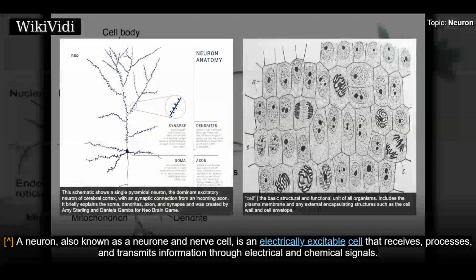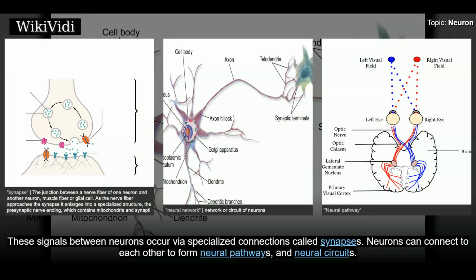Neuron. A neuron, also known as a neurone and nerve cell, is an electrically excitable cell that receives, processes, and transmits information through electrical and chemical signals. These signals between neurons occur via specialized connections called synapses. Neurons can connect to each other to form neural pathways and neural circuits.